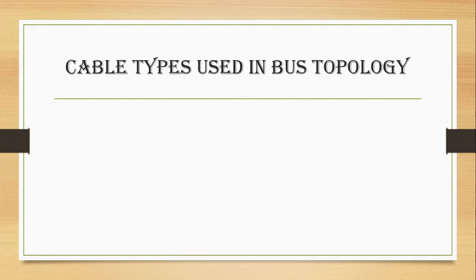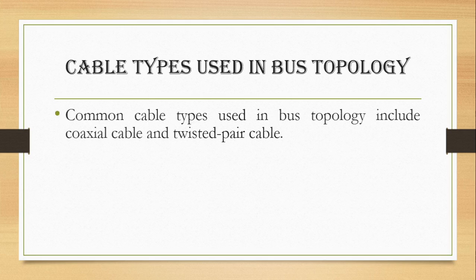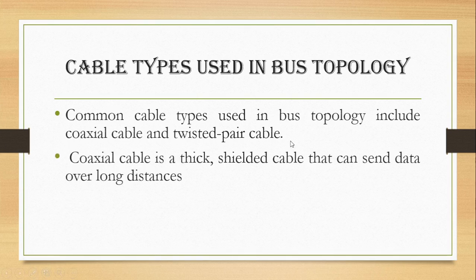Now let's discuss the cable types used in the bus topology. Common cable types used in bus topology include coaxial cable and twisted pair cable. If you are familiar with networks, the cables that are used to link the devices or to establish a network are coaxial cable, twisted pair cable, and fiber optic cables. But in case of bus topology, we only need coaxial cable and twisted pair cable.